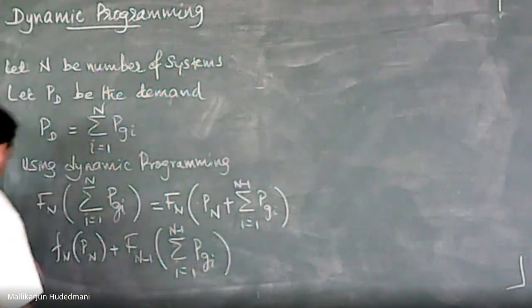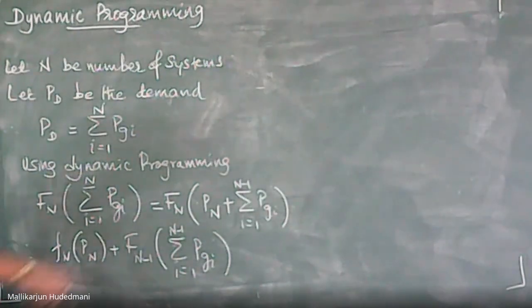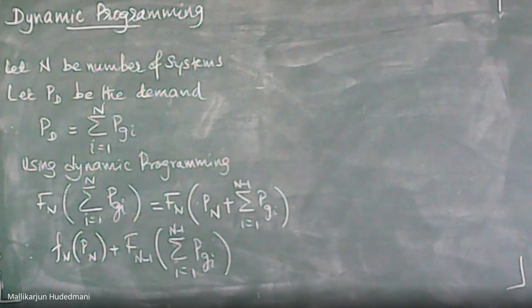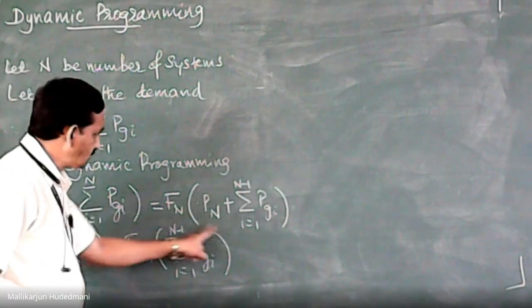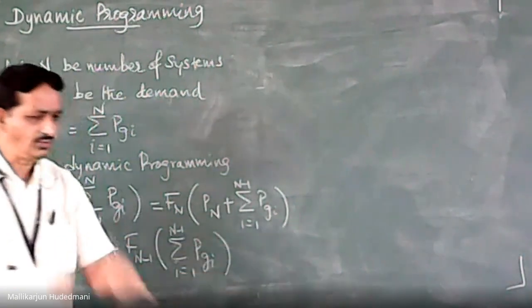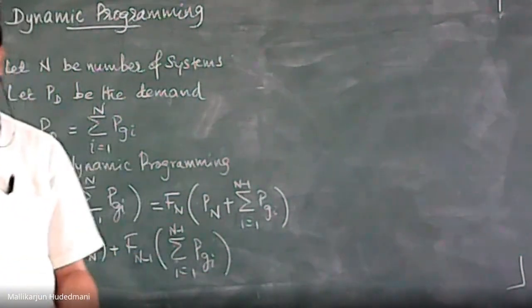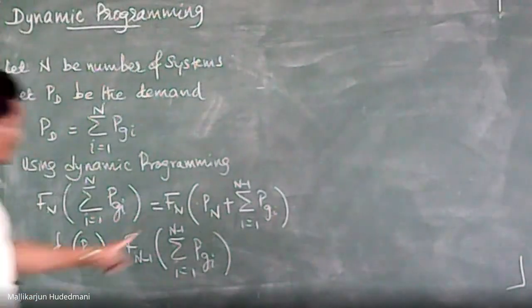What is this I wrote? I wrote the total production cost of PD from n machines, as it got split into two parts: production from the nth machine, Pn megawatt, and production from the remaining machines, Pgi, summation i equal to 1 to n minus 1. Fn is the total production cost. When I take this machine as my first decision, whose production cost may be your choice, maybe the best machine, maybe the worst machine, it is a mere choice of yours, whose production cost you know.